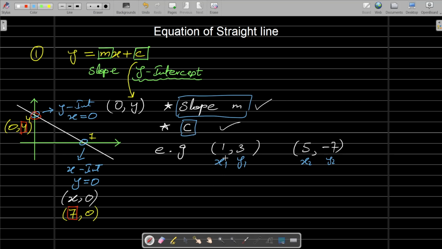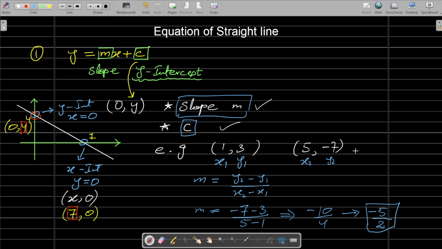Using these 2 points, I'll find the slope by applying y2 minus y1 over x2 minus x1. So the value of m will be equal to y2 minus y1 over x2 minus x1. From here I can see the result will be negative 10 over 4. I can further simplify this by writing it as negative 5 over 2. So I have my value of the slope.